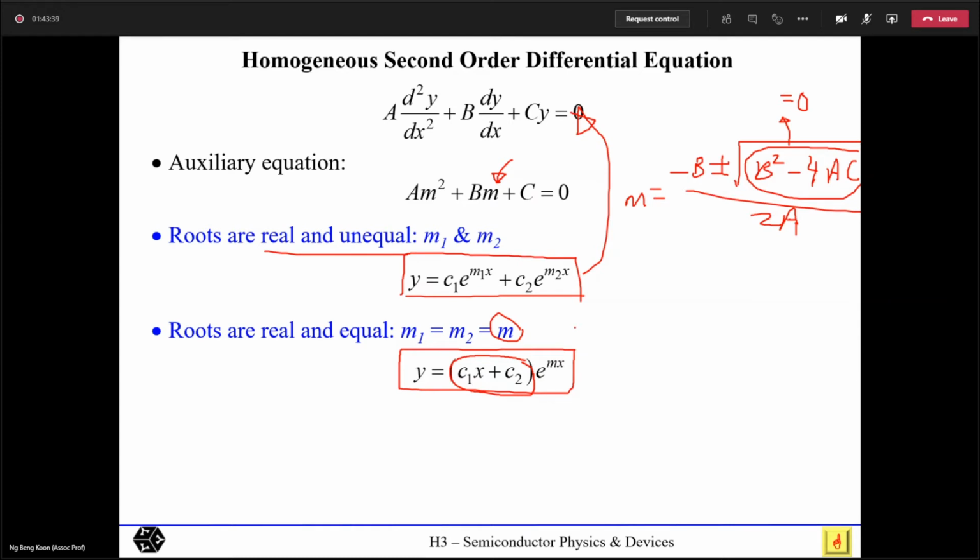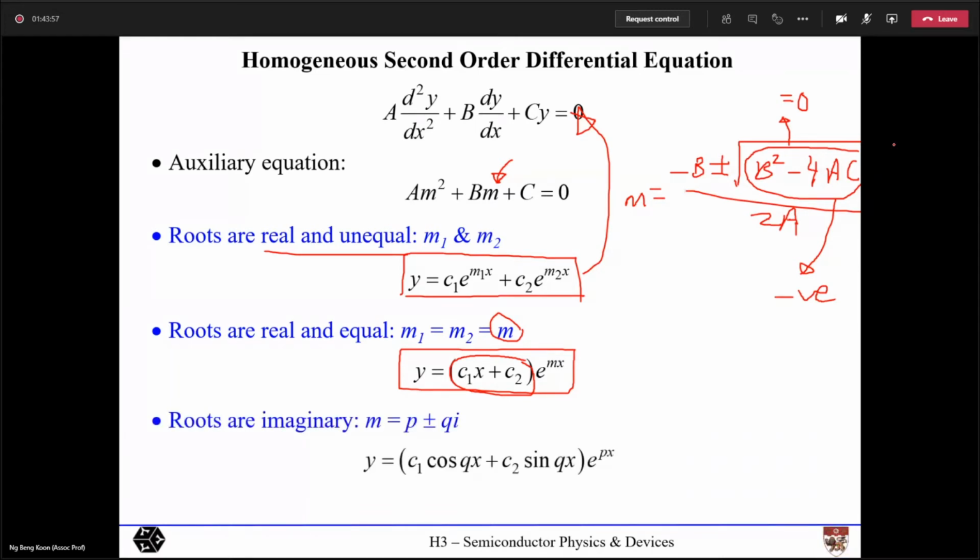Okay, so that's for the other scenario where the roots are real and equal. Now, there's also another scenario: what happens if the value in the square root term is negative? If it's negative, we take the square root of a negative and get imaginary numbers. So in this case, the roots are no longer real. They are actually imaginary roots.